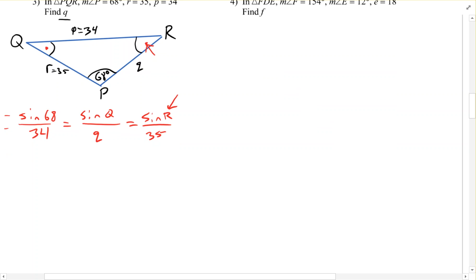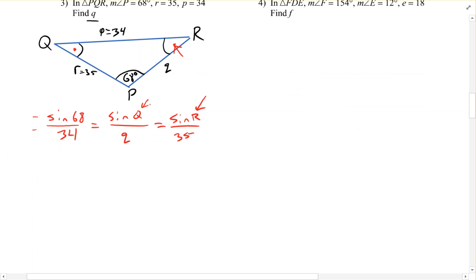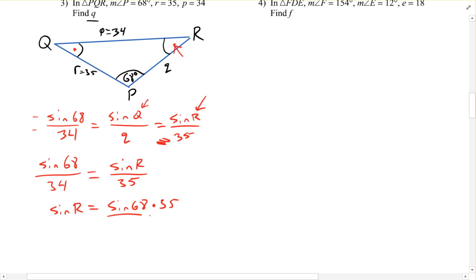The way we can do that is I'm just going to ignore this part of the equation for now. So I'm going to rewrite this as sine 68 over 34 is equal to this part, sine R over 35. If you rearrange this, we get sine R is equal to sine 68 times 35 over 34.